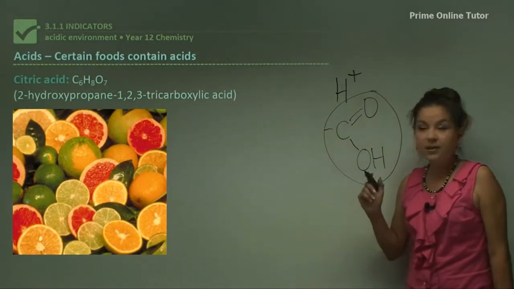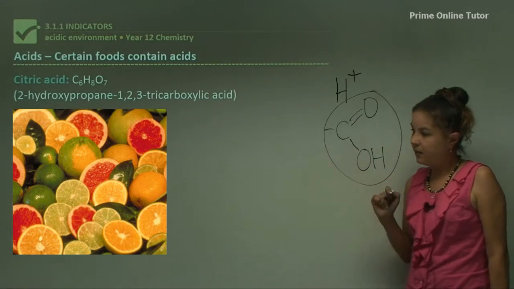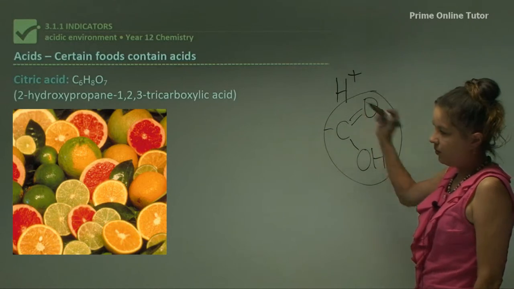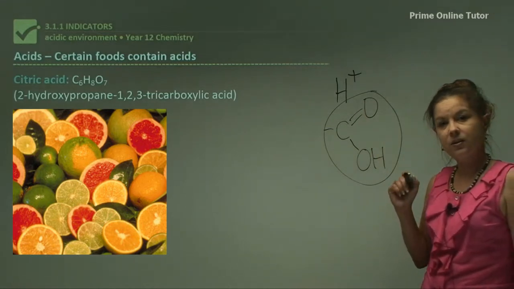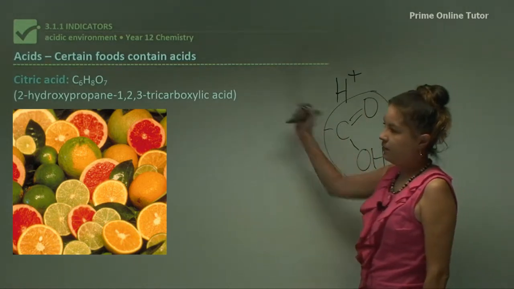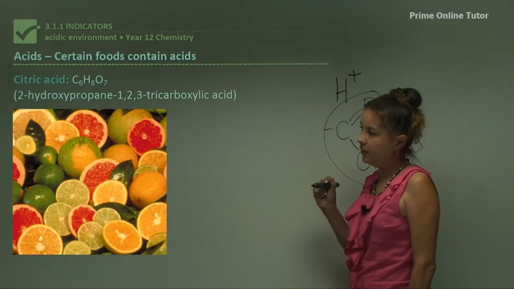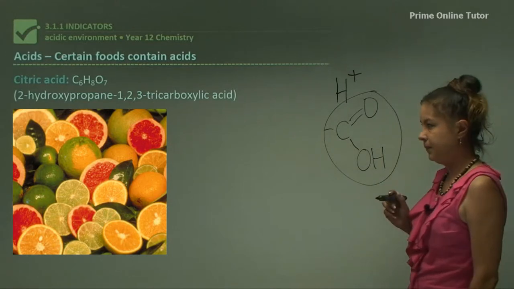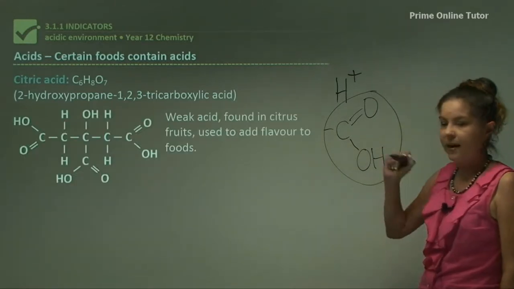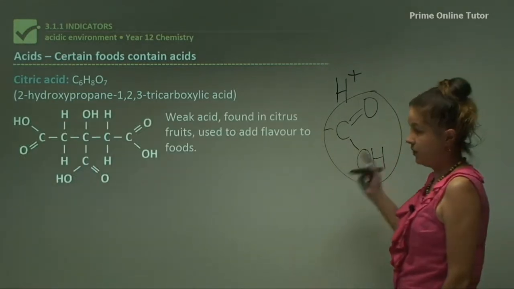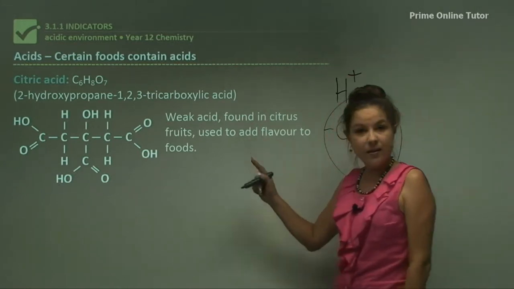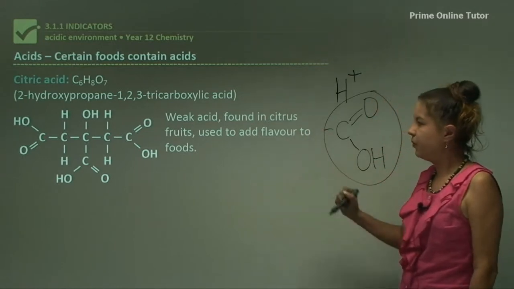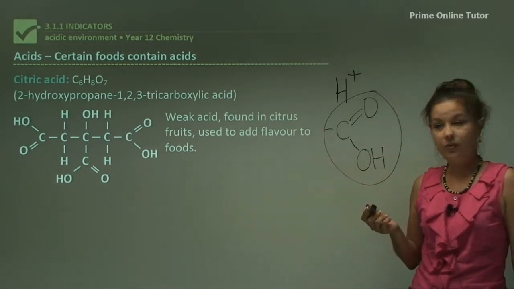So another acid, citric acid, which is found in lemons, limes, oranges. It has the formula C6H8O7 and the name 2-hydroxypropane-1,2,3-tricarboxylic acid. Now, this is the structural formula for citric acid. It's a weak acid again because we eat it, we drink orange juice and so forth, citrus fruits, and it's used to add flavour to foods.